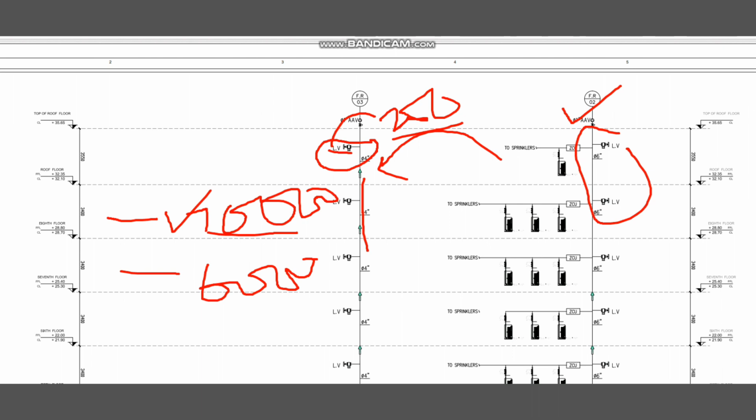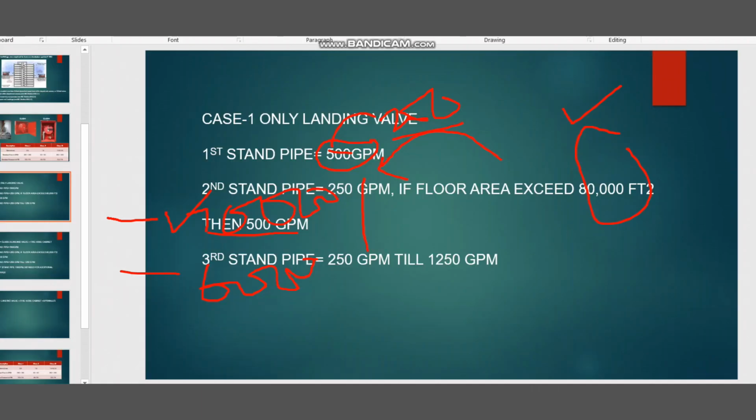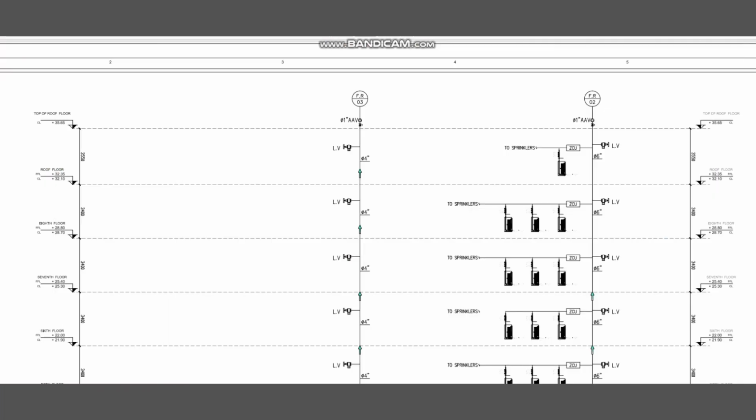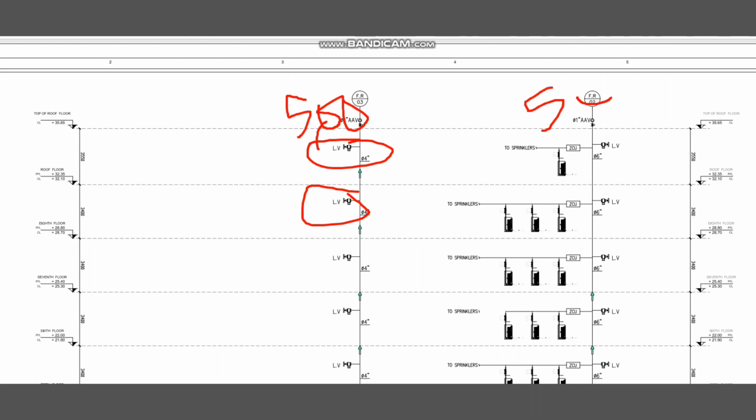And the second case, you need to know, for example, you have the floor area which is exceeding 80,000 feet square. In this case you have to consider the second standpipe flow as 500 GPM, considering two landing walls. So if the floor area is exceeding 80,000 feet square, the flow should be 500 GPM from here and 500 GPM from here. So in this case, the pump size is equal to 500 plus 500 is equal to 1000 GPM. If the floor area is exceeding 80,000 feet square, then you have to consider two landing walls in the next standpipe.